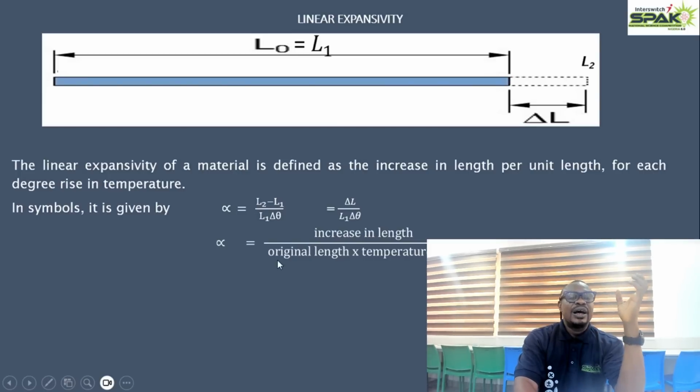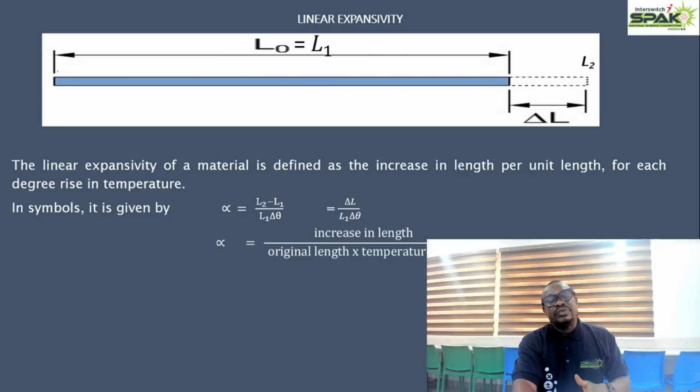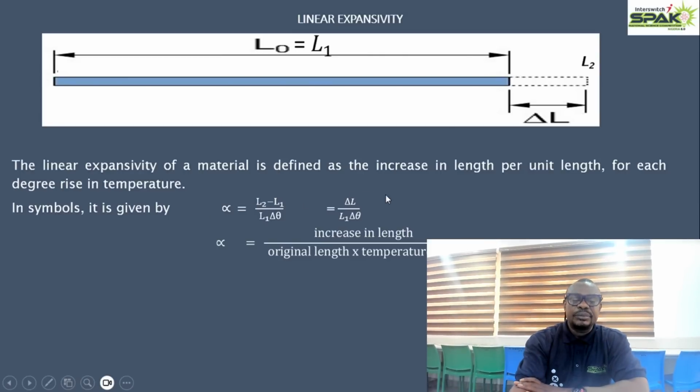So as I said earlier, linear expansivity of a material is defined as the increase in length per unit length for each degree rise in temperature. And the SI unit for this expansivity generally is per Kelvin. Whether linear expansivity, area expansivity, or cubic expansivity, their SI unit is per Kelvin.